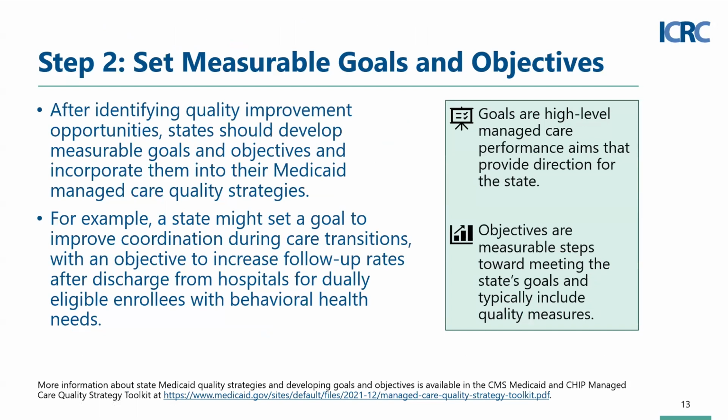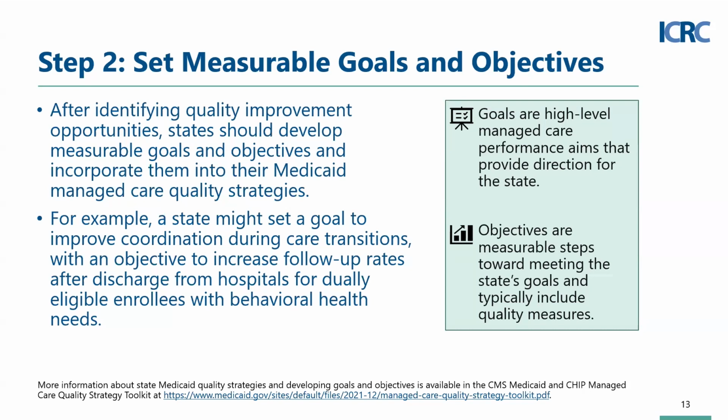After using measure results to identify quality improvement opportunities, the second step in the quality improvement life cycle is setting measurable goals and objectives. Goals are high-level managed care performance aims that provide direction for the state. Objectives are measurable steps towards meeting the state's goals and typically include quality measures. For example, a state may set a goal to improve coordination during care transitions with an objective to increase follow-up rates after discharge from hospitals for dually eligible enrollees with behavioral health needs.